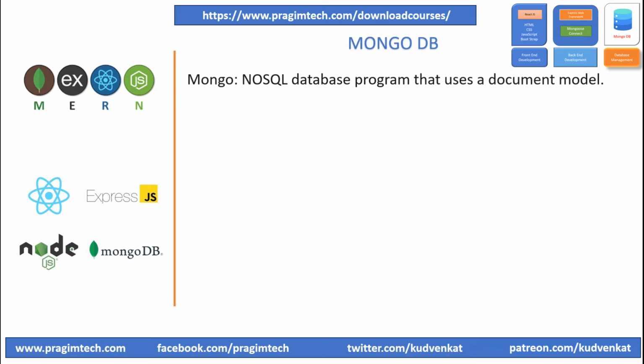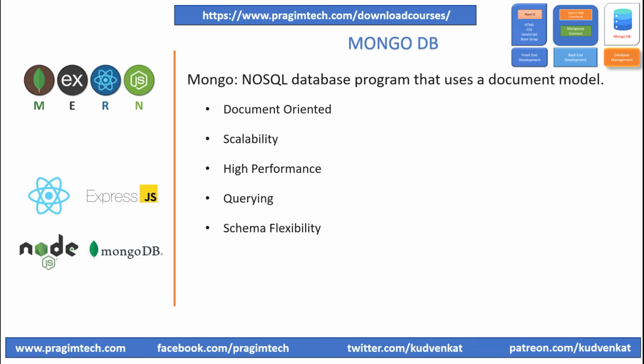MongoDB is a popular NoSQL database program that uses a document-oriented model, which means instead of storing data in tables and rows as relational databases do, MongoDB stores data in JSON-like documents. Key features of MongoDB include document orientation, where data is stored in flexible JSON-like documents, scalability, high performance, querying. MongoDB supports rich query capabilities, including ad hoc queries, indexing, aggregation, and full text search. Schema flexibility. Unlike traditional relational databases, Mongo doesn't require a predefined schema. This flexibility allows for easier iteration and adaptation of data models as application requirements evolve.